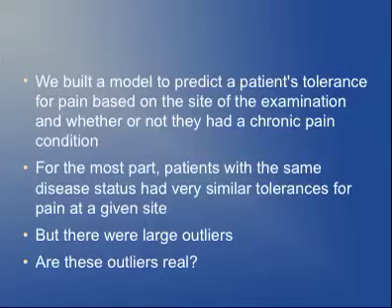And for the most part, the model worked pretty well. Just given site plus whether or not they had the condition, we could predict their pain tolerance with quite a bit of accuracy. But there were a number of big outliers, and that raised the question: was there something wrong with these particular measurements, or would they fall within the range of what we would expect?